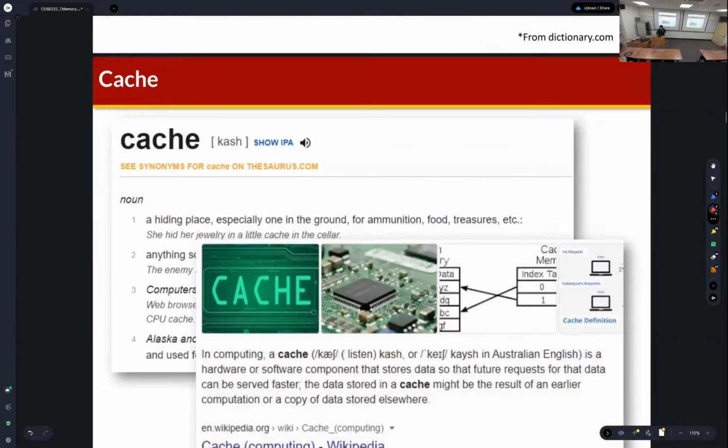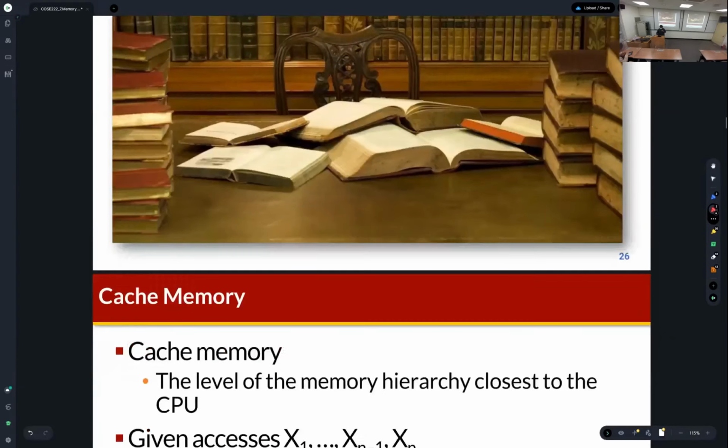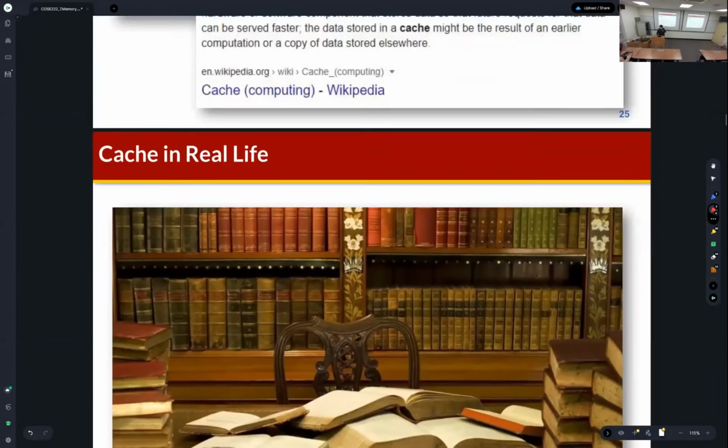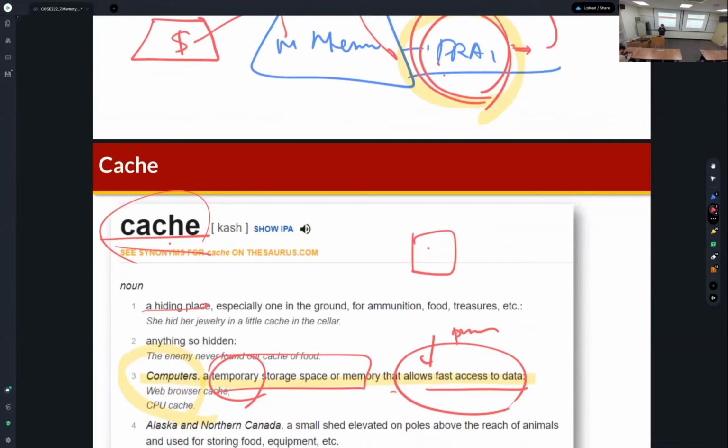So in the next class, I will also explain the detailed behavior of cache. This is also a very important part of this course. Okay, any questions?